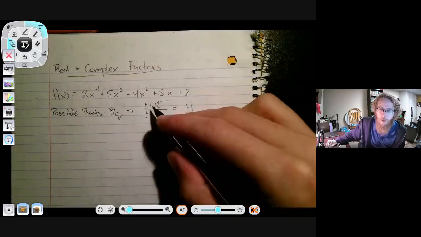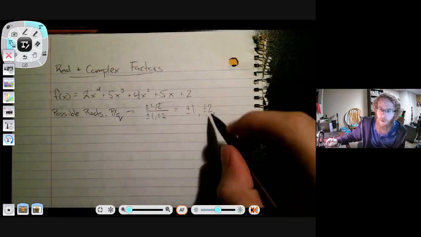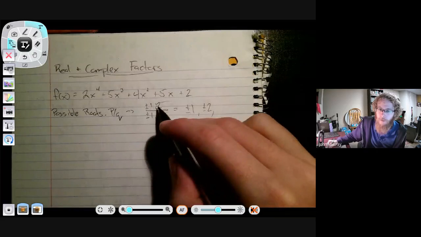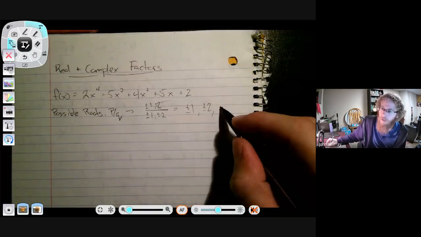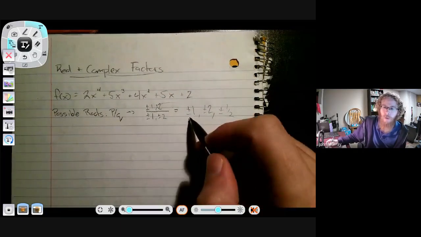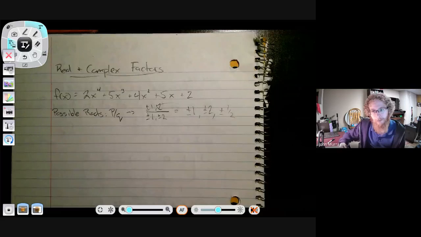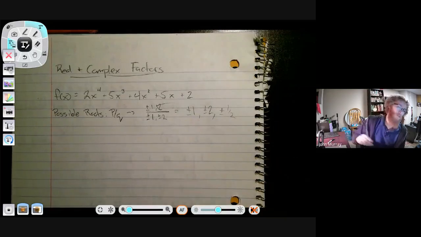So we have plus or minus 1, plus or minus 2, and then we have 1 over 2, so plus or minus 1/2. And then we have 2 over 2, which is 1, so we don't have to repeat that. All right, so we got 6 possible zeros.